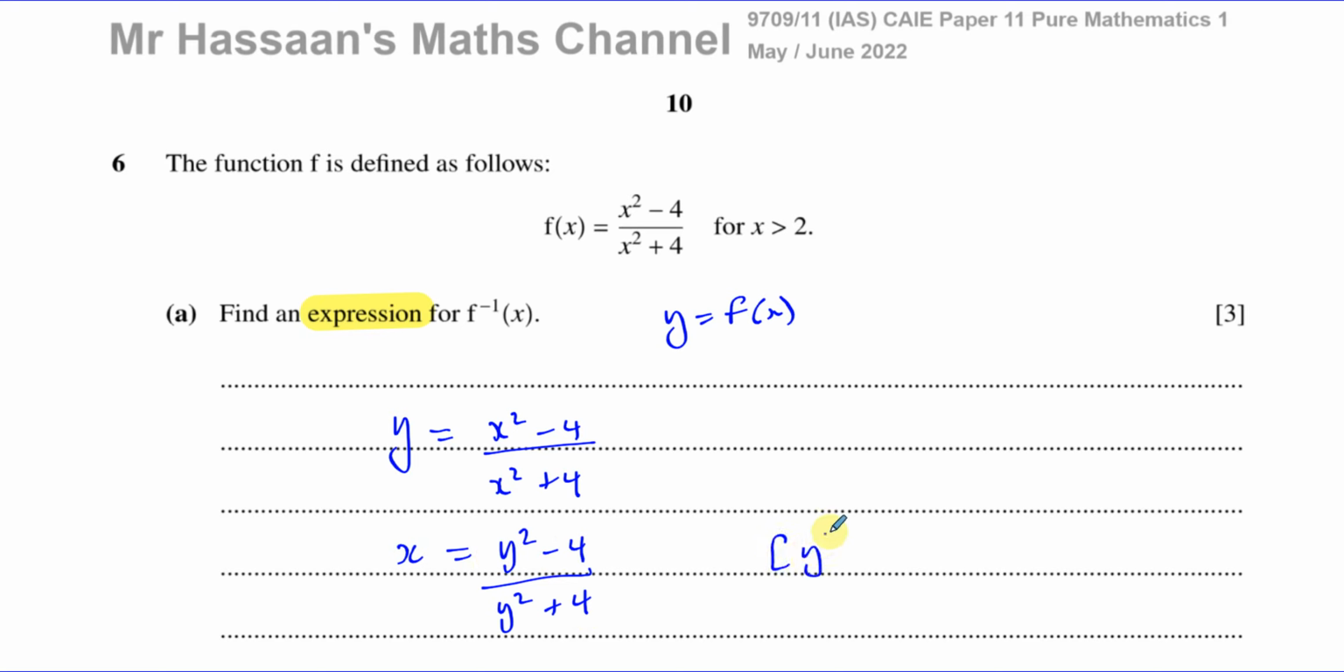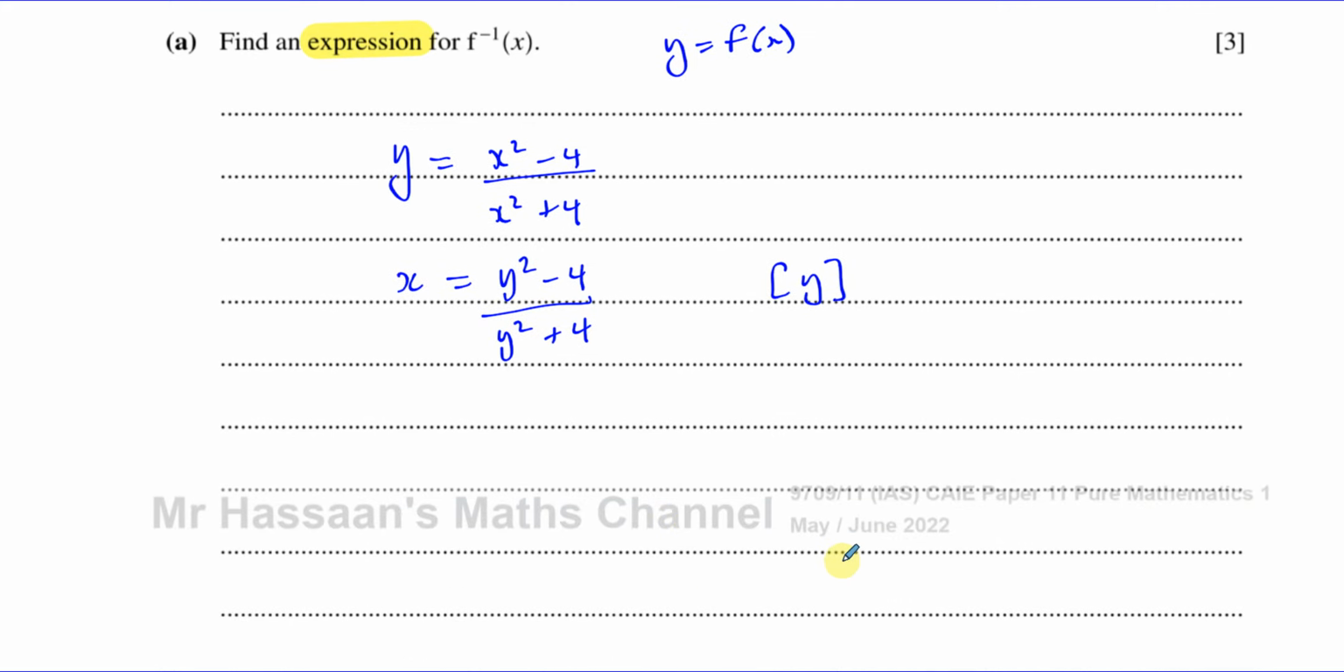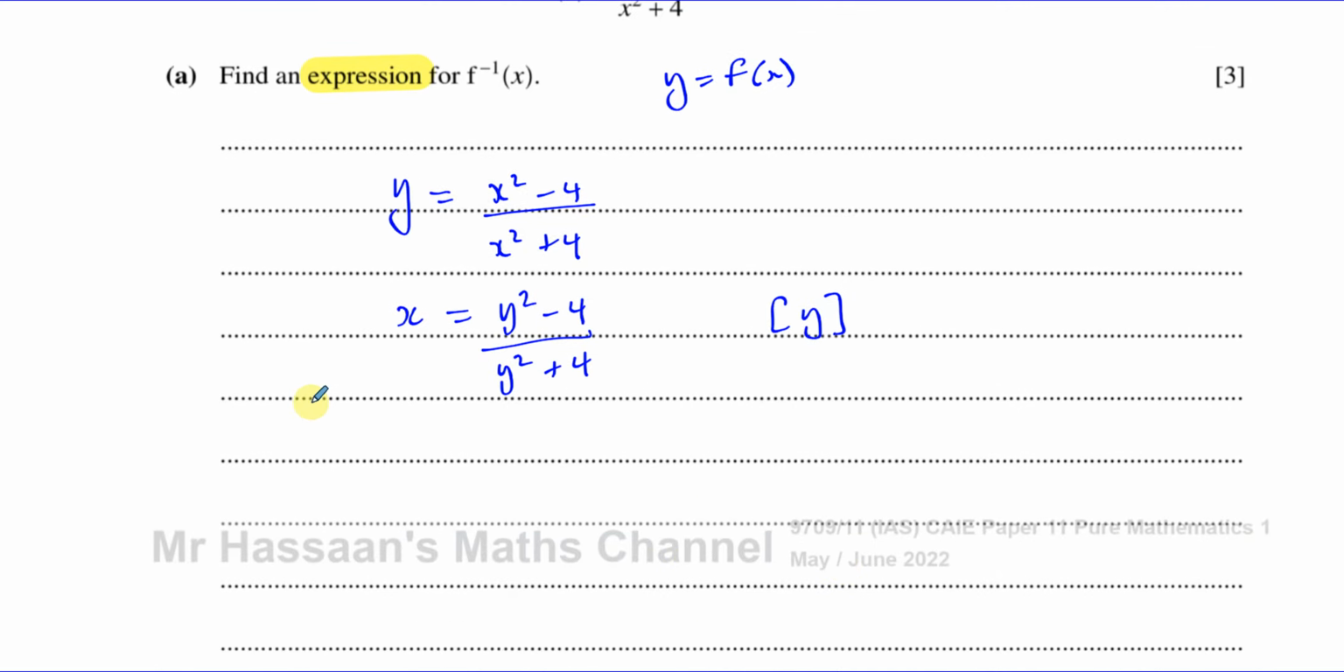Now when I make y the subject of this, then I will have the form of the inverse. So the first step is to get rid of the fraction. So I'm going to multiply both sides by y squared plus 4. So that will give you something like this. Now we want to make y the subject. So I have to release this y squared from this bracket by expanding this bracket. So x times y squared is xy squared. x times 4 is 4x. And that's equal to y squared minus 4.